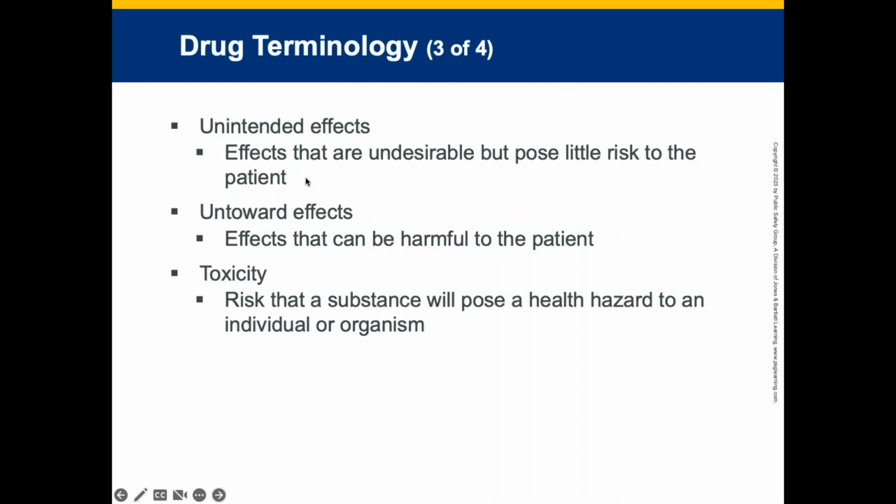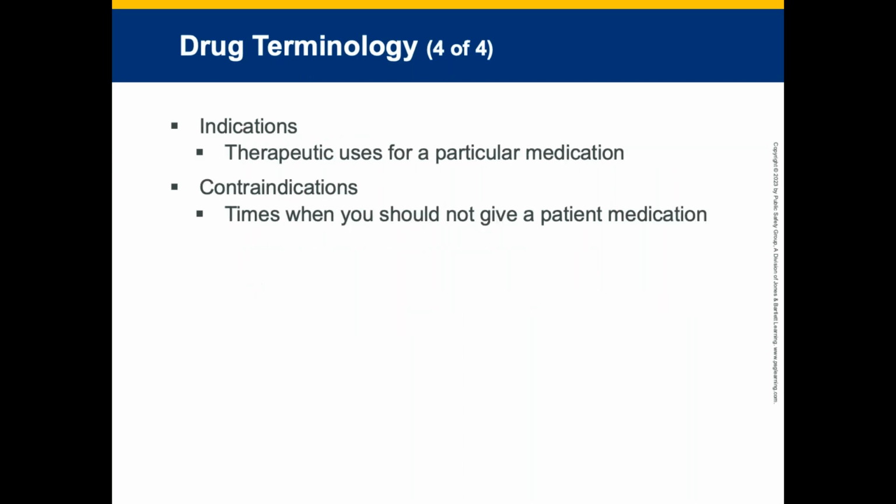All right. Side effects are unintended effects that are undesirable but pose little risk to the patient. An untoward effect is an effect that can be harmful to a patient. And then toxicity is the risk that a substance will pose a health hazard to an individual or organism. We'll go more in depth on this in a little bit. Indications are the therapeutic uses for a particular med, why we give it. And then contraindications are times when we should not give a patient a medication, when the patient would be harmed with no positive effect on the patient's condition.